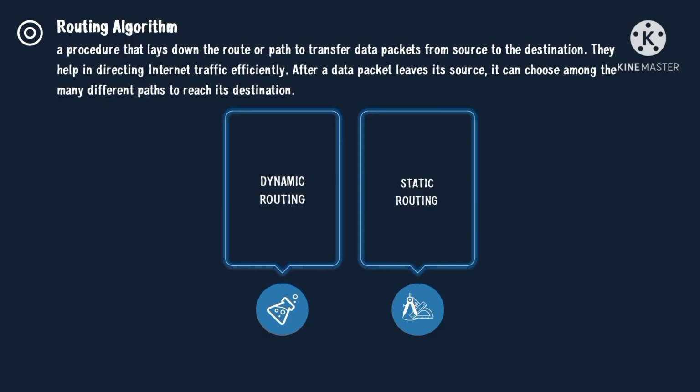When we say routing algorithm, it is a procedure that lays down the route or path to transfer data packets from source to the destination. They help in directing internet traffic efficiently. After a data packet leaves its source, it can choose among many different paths to reach its destination. There are two types of routing algorithm, which are dynamic routing and static routing.